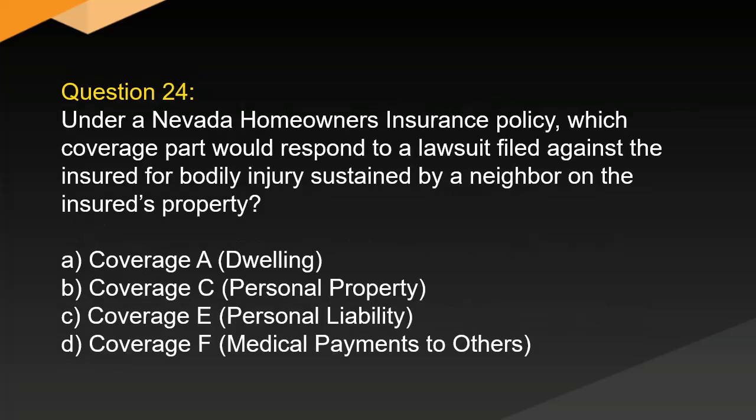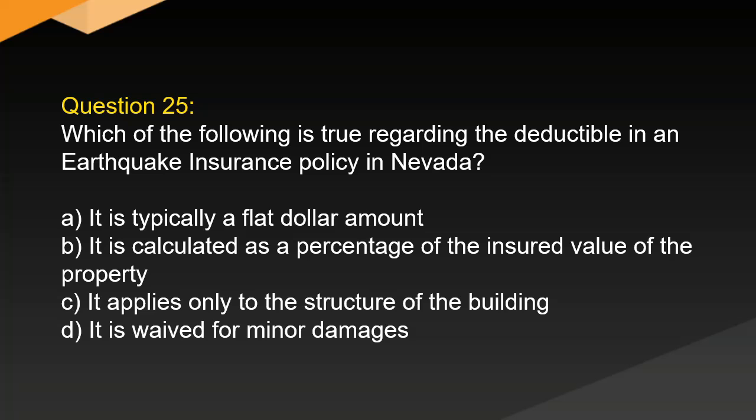Question 24. Under a Nevada homeowner's insurance policy, which coverage part would respond to a lawsuit filed against the insured for bodily injury sustained by a neighbor on the insured's property? A. Coverage A, Dwelling. B. Coverage C, Personal property. C. Coverage E, Personal liability. D. Coverage F, Medical payments to others.